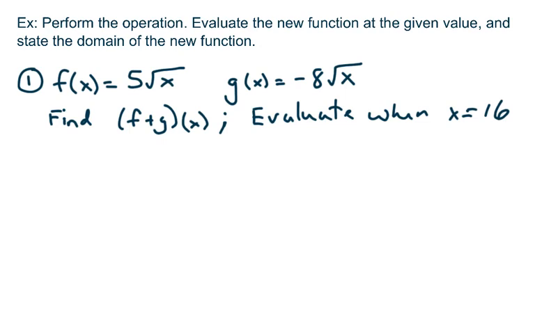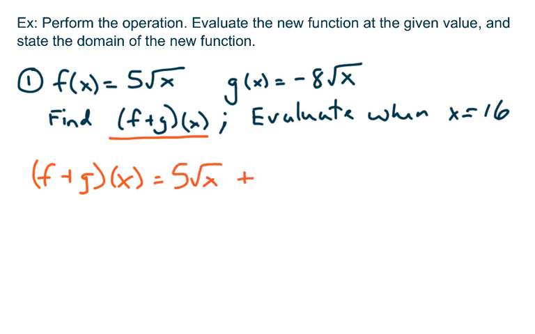What we need to find here, what the problem is telling us, is f plus g of x. Okay, let's start there. So f plus g of x is equal to 5 square root of x plus negative 8 square root of x. And if it's plus negative 8, you really could rewrite that as minus 8 square root of x. Either way is fine. And then we can combine these because these are like radicals. 5 plus negative 8 is negative 3 times the square root of x.